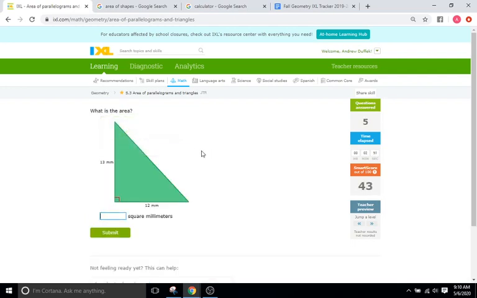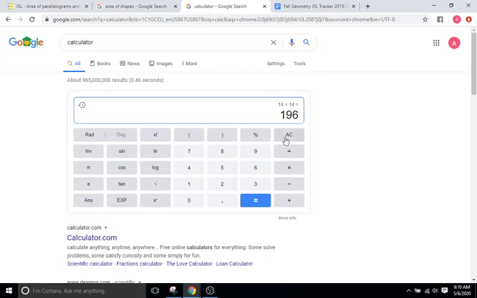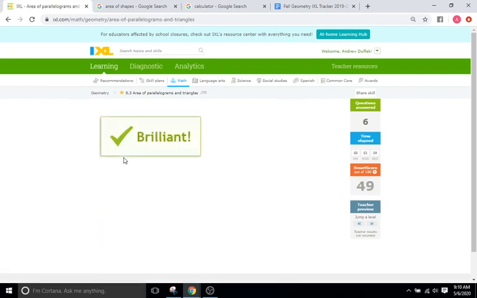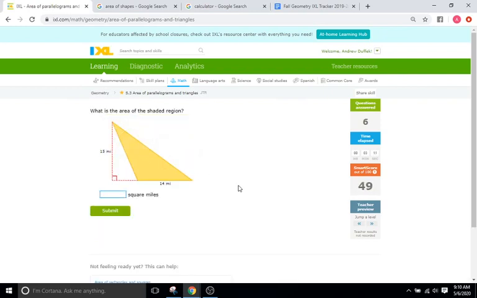Okay. What is the area? 13 times 12 and then divided by 2. Well, you can always go to a calculator just like I did. We'll do 13 times 12. And then we can divide that by 2. And that's going to be 78. Okay, so you get the idea here.